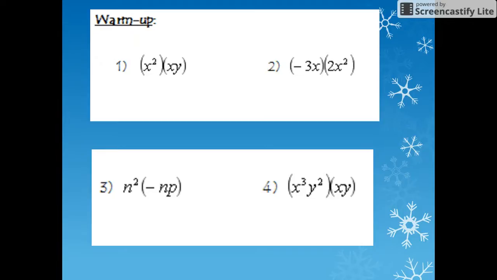Okay, so the answers for the warm-up questions are in blue that you see here on the paper. Remember, when you multiply, the exponents are going to add together. X squared times x is x to the third. Same with the variables over here. And any constants will multiply together as well. Negative 3 times 2 is negative 6.